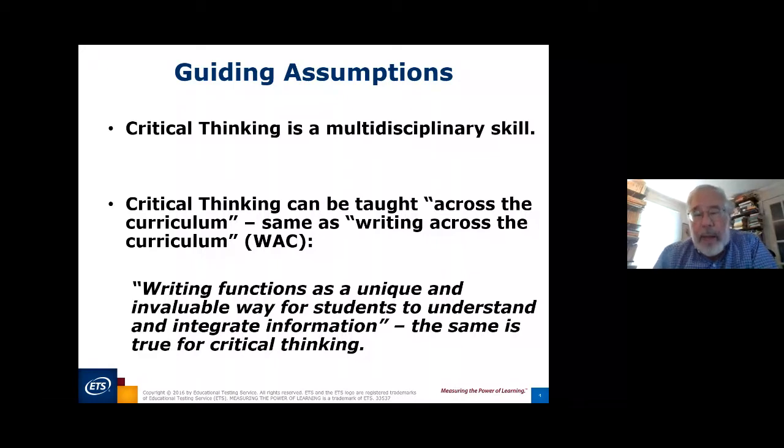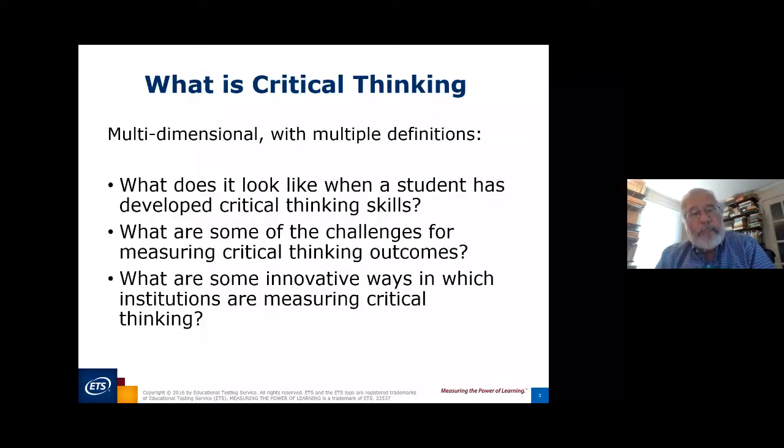So without spending a lot of time on the definition, the main point is that critical thinking is multidisciplinary. It's not like it's a single field that you teach it in. You teach it across the curriculum. And in that sense, it's very similar to when we teach writing. It used to be writing was only taught in the English classes, and now we're recognizing it's something that should be taught in the history class, even the science class, even the math class. So that's a guiding assumption.